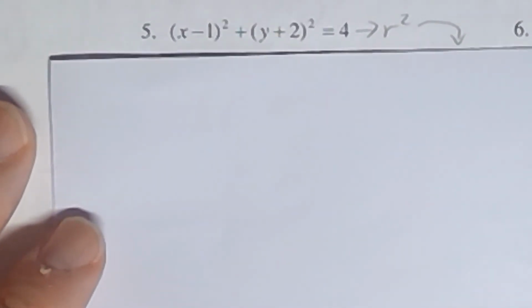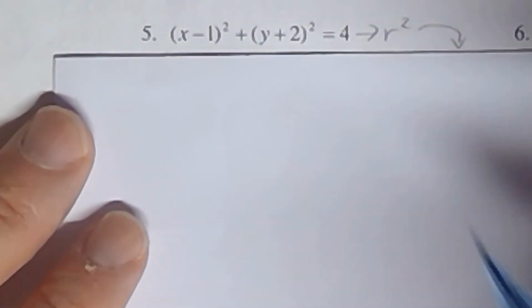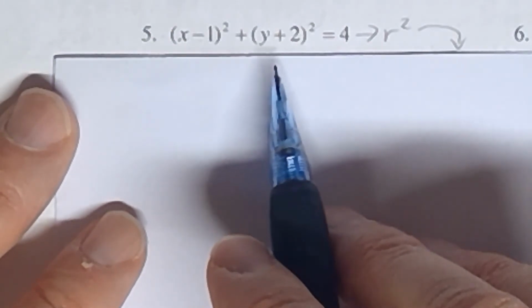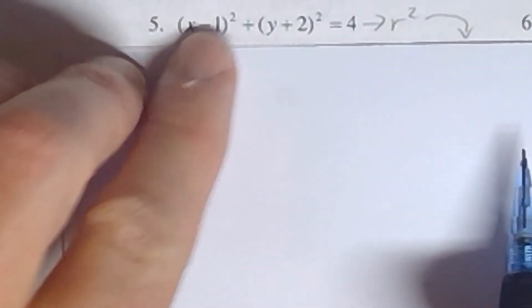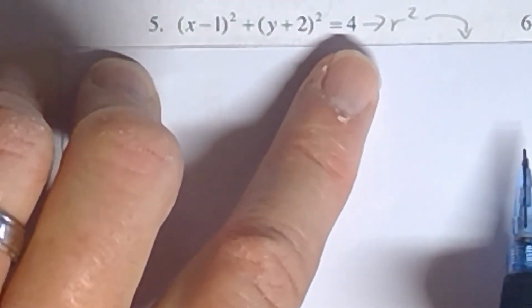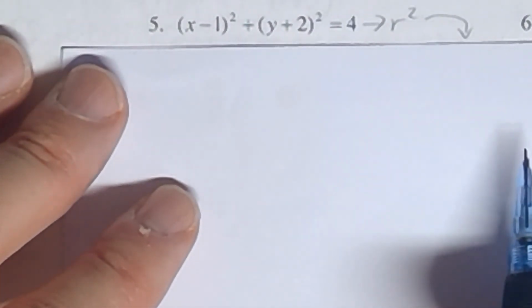Okay, looking at number 5 right here. What is the center right here? It is already in the form that I need it to be in, right? With the 2 brackets and the plus and the constant number over here. It's the circle formula that we talked about.